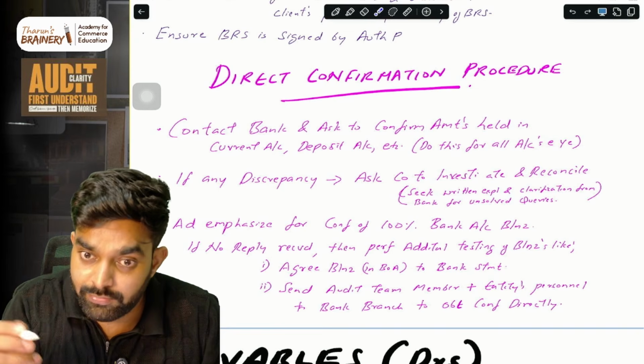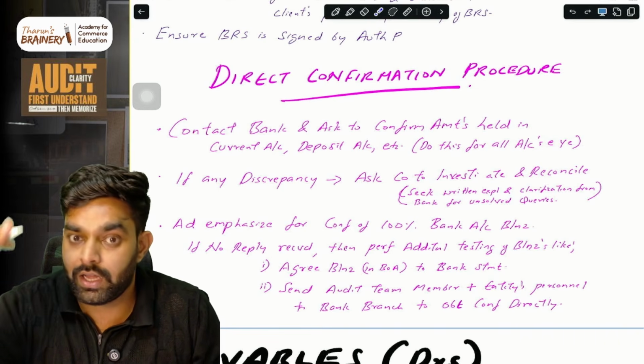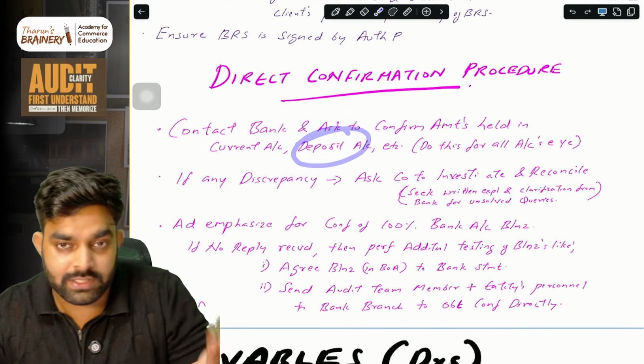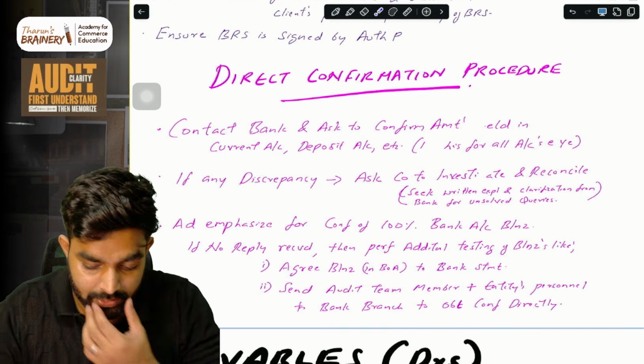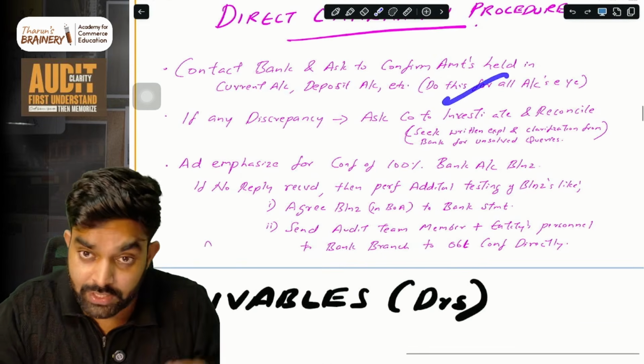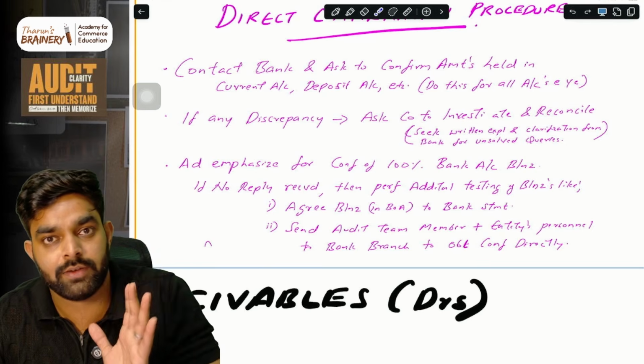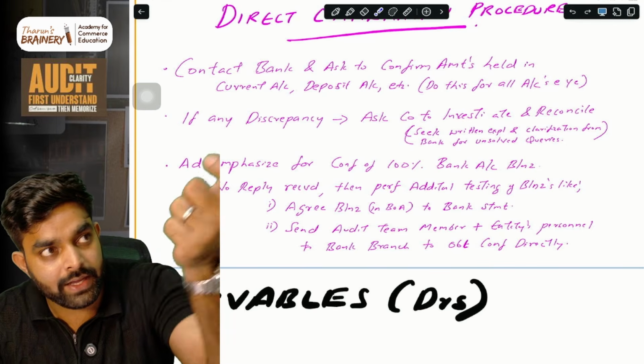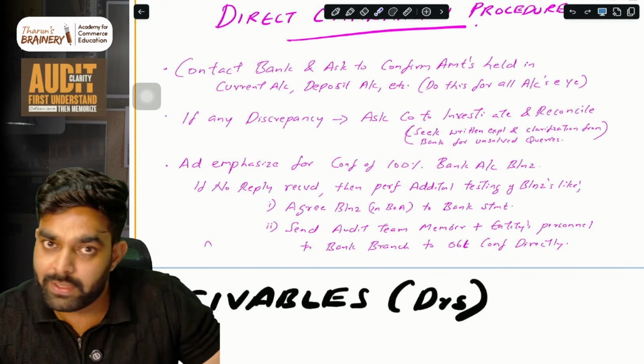You have to do that not only for savings accounts and current accounts, but also FD accounts, any other deposit account, overdraft, anything that is there. Do this for all the accounts. So here you are directly confirming. That is called direct confirmation. The bank is giving that confirmation to you, like external confirmation for debtors.